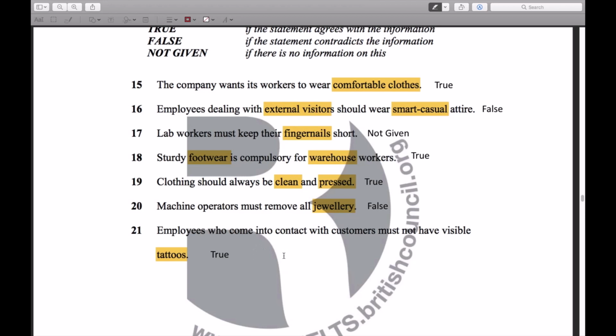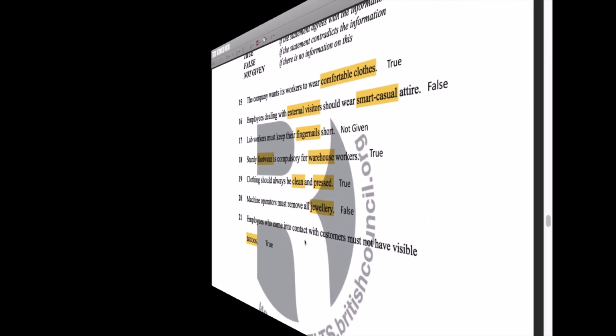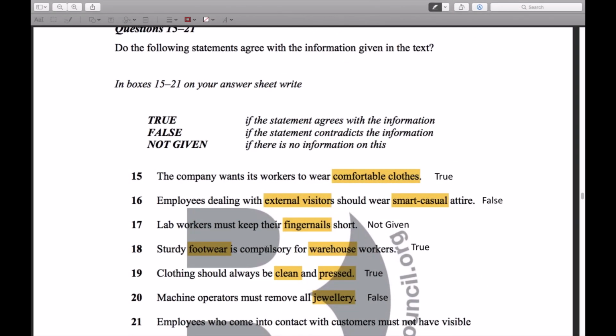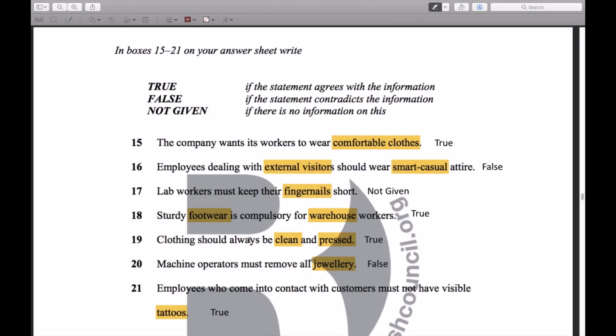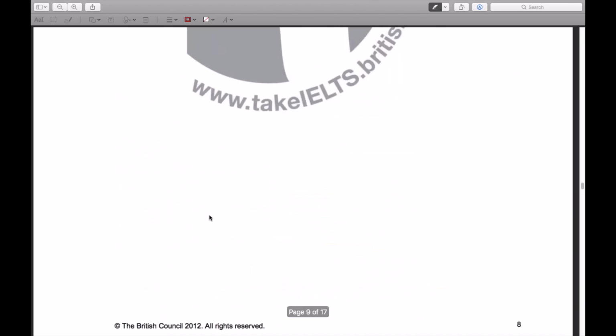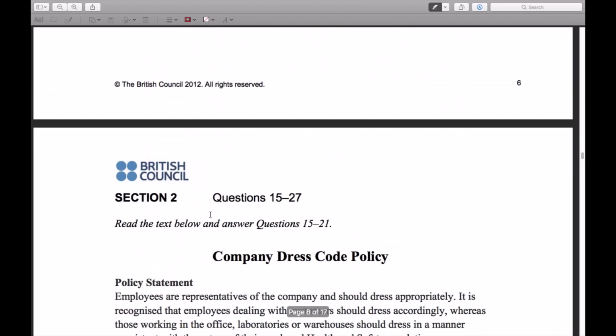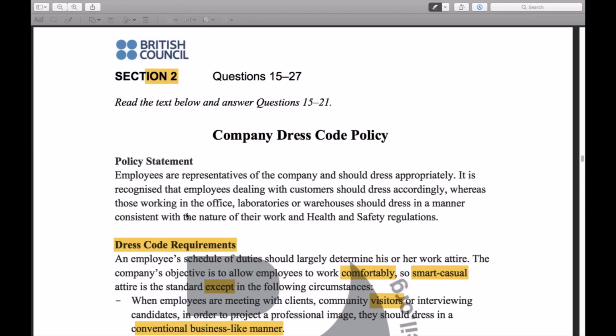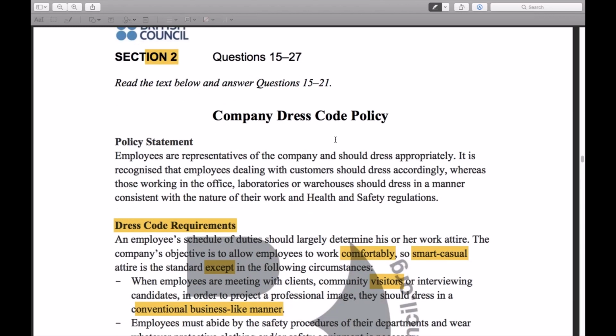Okay. Keywords were pretty straightforward. I think I've gotten all right. Let me check. Yep, as expected, all of these are correct. I thought that 15 to 21 might be more difficult, but it turns out section 2, which was this, is also as easy as the previous example we saw. Let's now move on to the 4th type of questions.